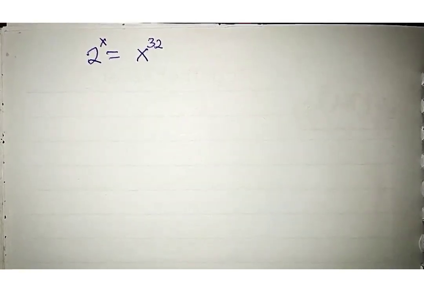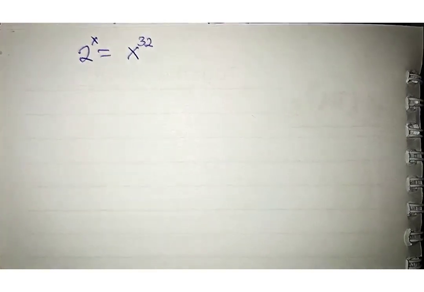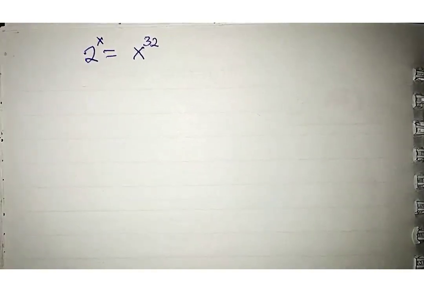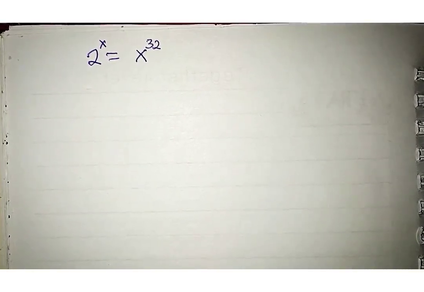Now the aim of solving this is to show that the left hand side is equal to the right hand side by finding the value of x. Of course, we will need to obtain the value of x to be able to test that the left hand side is equal to the right hand side.